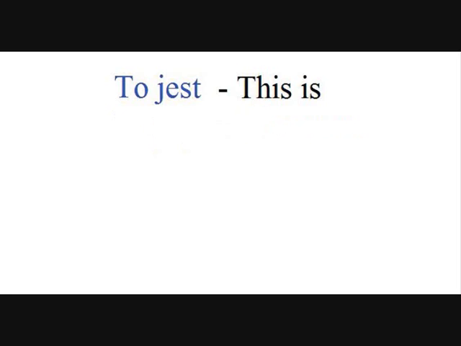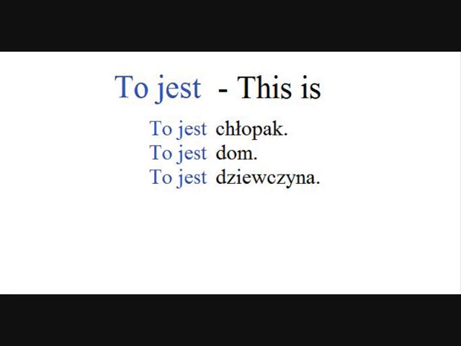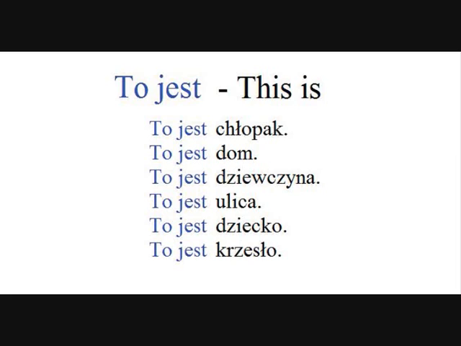How to use this introductory expression? You simply put any nominativo behind this expression. For example, to jest chłopak, this is a boy. To jest dom, this is a house. To jest dziewczyna, this is a girl. To jest ulica, this is a street. To jest dziecko, this is a child. To jest krzesło, this is a chair.